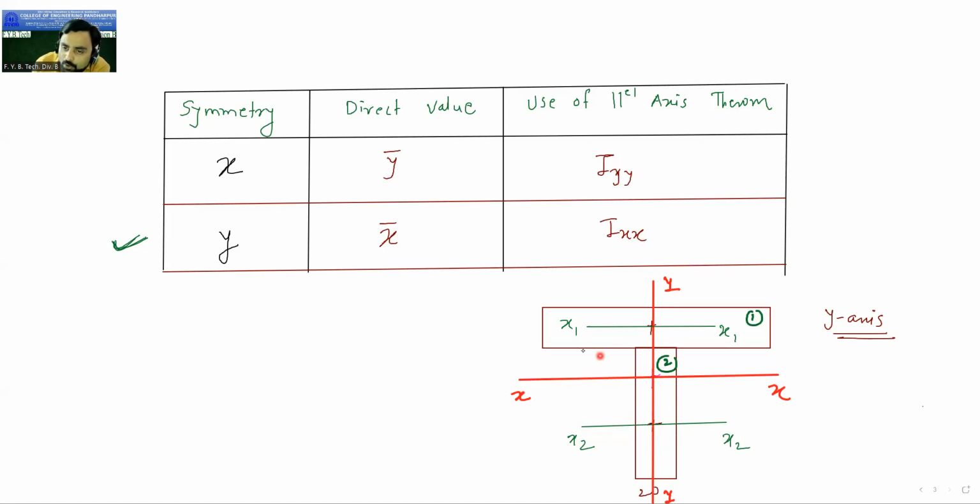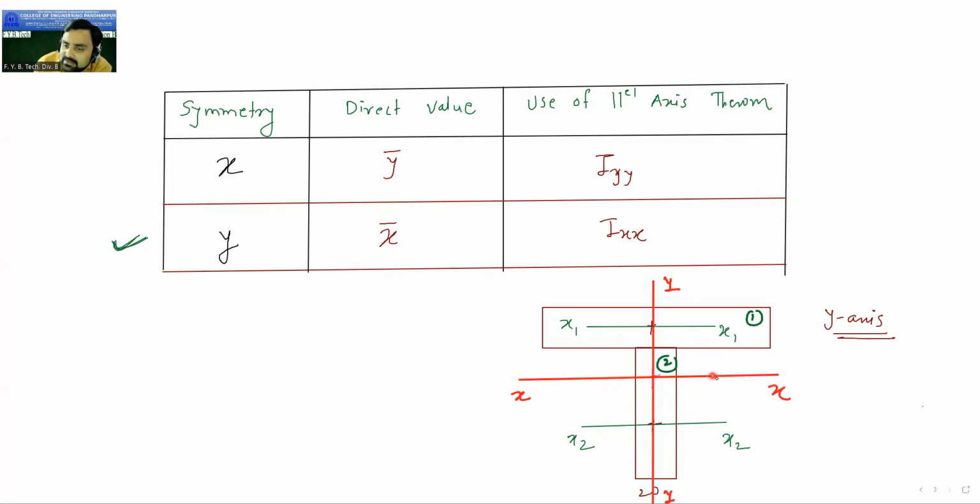But now if you see for Ixx, for the first figure the CG is here. This is the x1, x1 axis. For the second rectangle, the CG is situated here. This is your x2 axis for the second figure. And the centroid of the total figure is situated over here, and this is your x-axis.